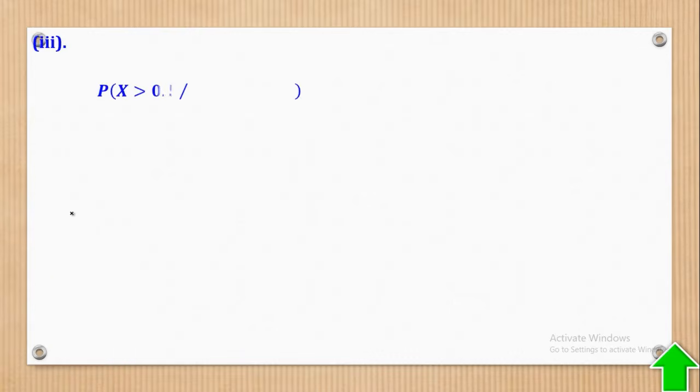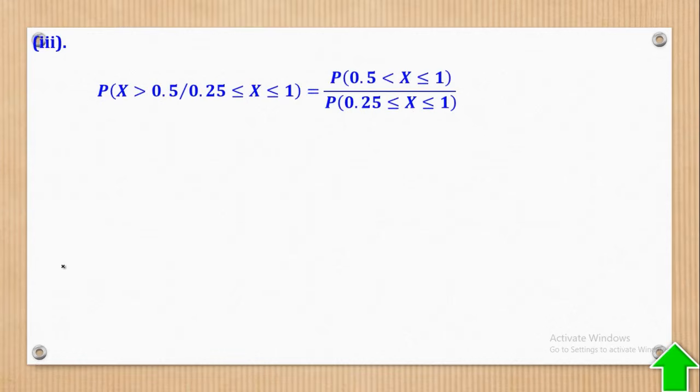So now we shall go to Roman 3. Roman 3, still there is this slash, meaning it's a conditional probability. So the numerator must be the intersection and the denominator will be the one after the slash. So how do they get that intersection?